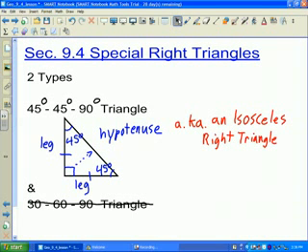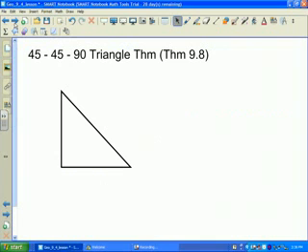I'm going to try to give you guys a little bit of time to finish writing this. Make sure you guys have all this written down. All right. I'm going to go ahead and move on. Jump into what is so special about this right triangle. This was in your postulate worksheet. It's the 45, 45, 90 triangle theorem.